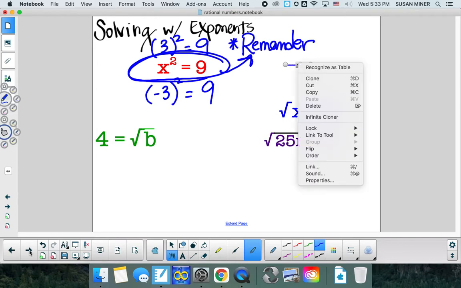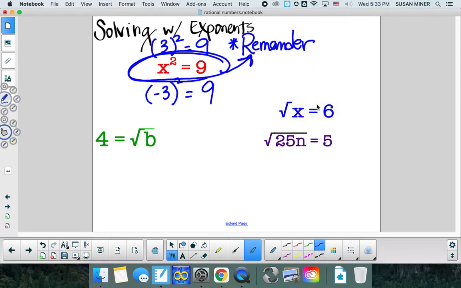I got to move that guy. Oh, let's just delete him. What I want to remember is whenever I take the square root of x squared, then my answer is going to be both positive and negative. And this is kind of how we do it.